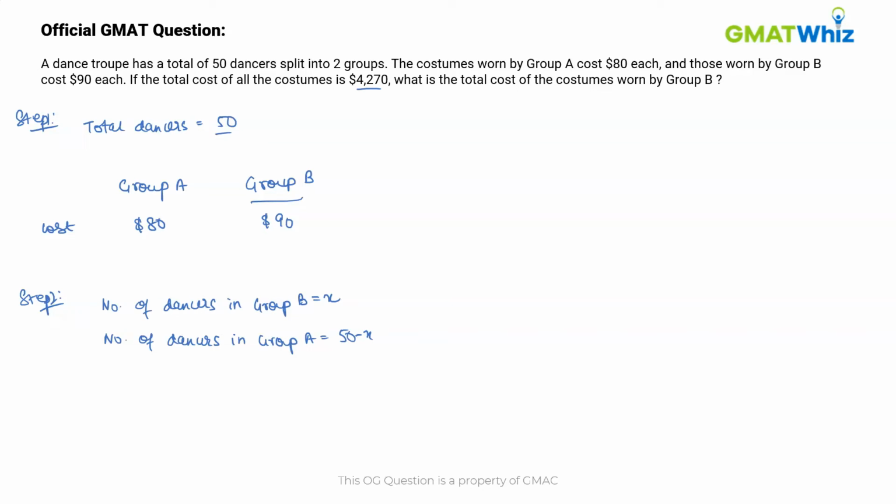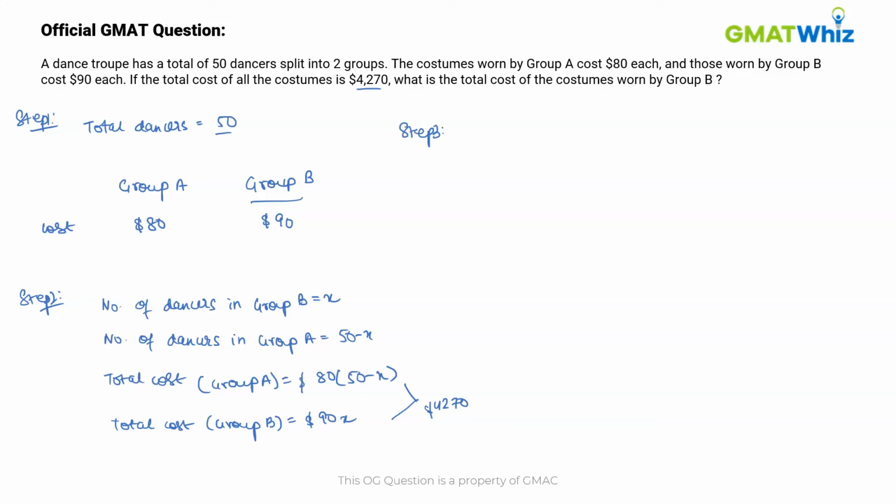Then we can find the total cost of costumes for Group A. That should be equal to the cost of one costume, which is $80, multiplied by the number of dancers in Group A, which is 50 minus X. And the total cost of Group B dancers will be equal to the cost of one costume for Group B, which is $90, times the number of members in the group, which is X. Both of these should add up to give us $4,270 according to the question. So let's move on to step 3 and solve the question.